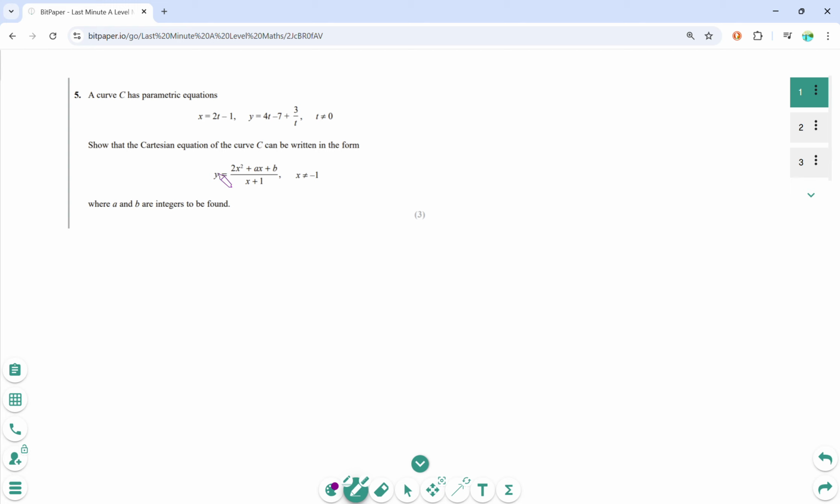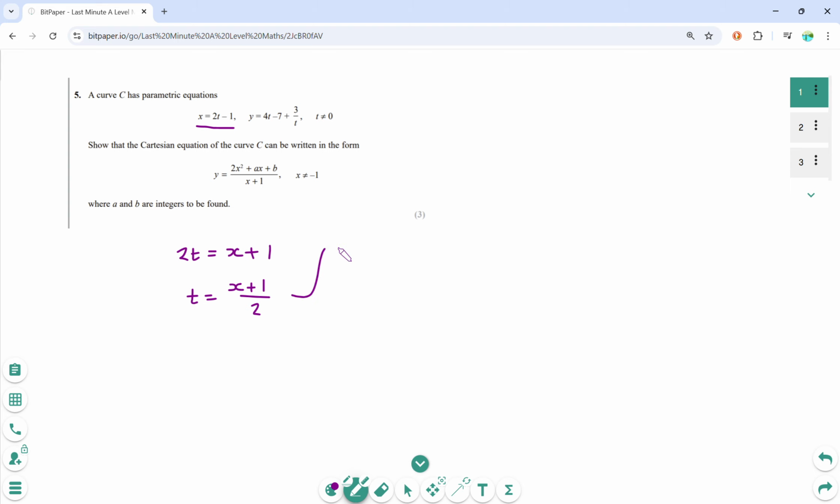Okay, so all we need to do, if it's in terms of algebra, is take one of them, make t the subject, and then sub that into the other. Okay, so I'm going to take this one because it's just easier than this one. Make t the subject, so 2t is x plus 1, t is (x plus 1) divided by 2. Now we have t in terms of x, we can eliminate t by subbing in this.